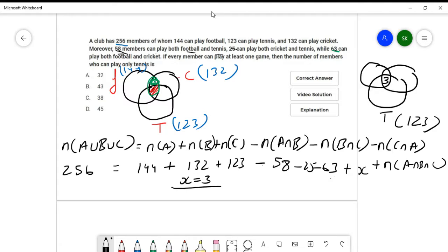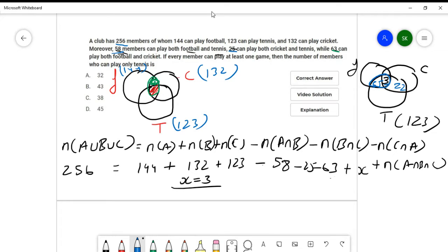Football and tennis, which were those? This was football. Football and tennis, how many members? 58. It means this total area, which area? This total area belongs to football and tennis. Now this represents value 3 and total how many are there? Total are 58. So this is 55. Okay? Now similarly, cricket and tennis is 25, but 3 is already present here. So this value is 22.